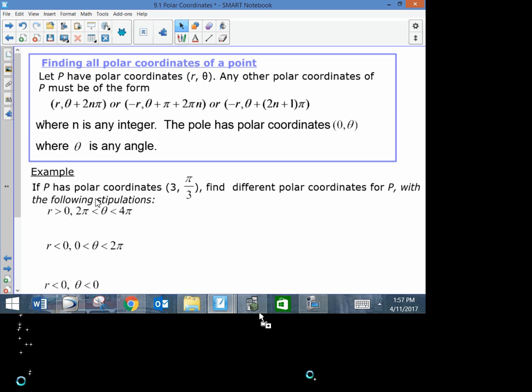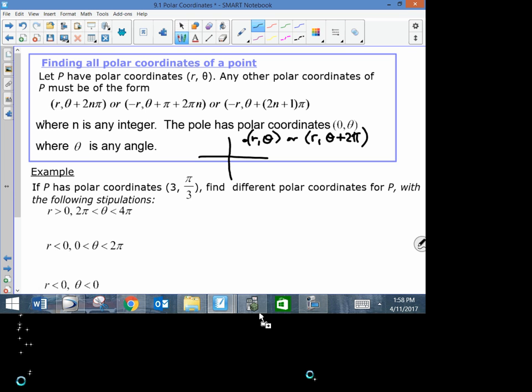2 pi would be around once. So let's say r, theta is right here, okay? If you go around again, you'll land right there. This would be r, theta plus 2 pi. Okay, go around again. r, theta plus 4 pi, et cetera, et cetera. That's what this means. Make sense?